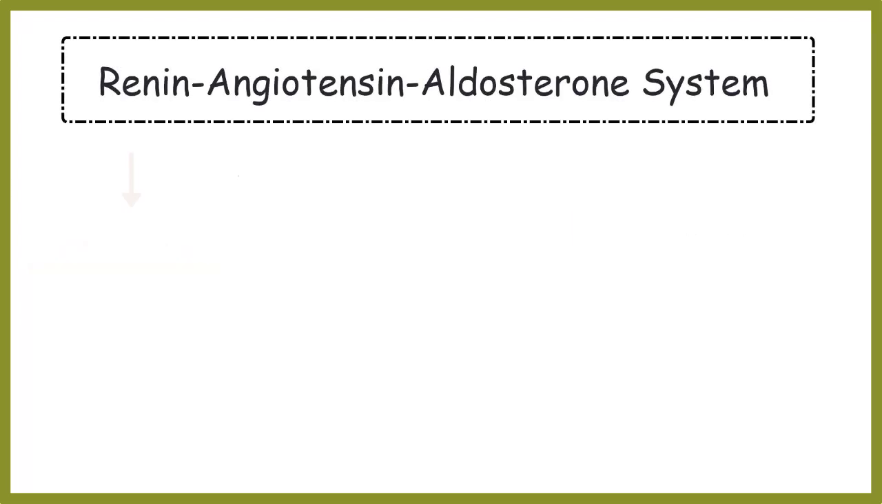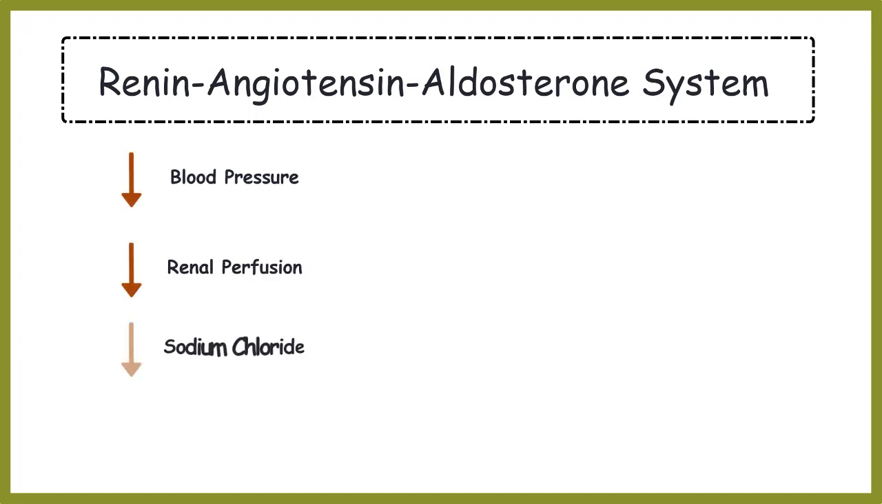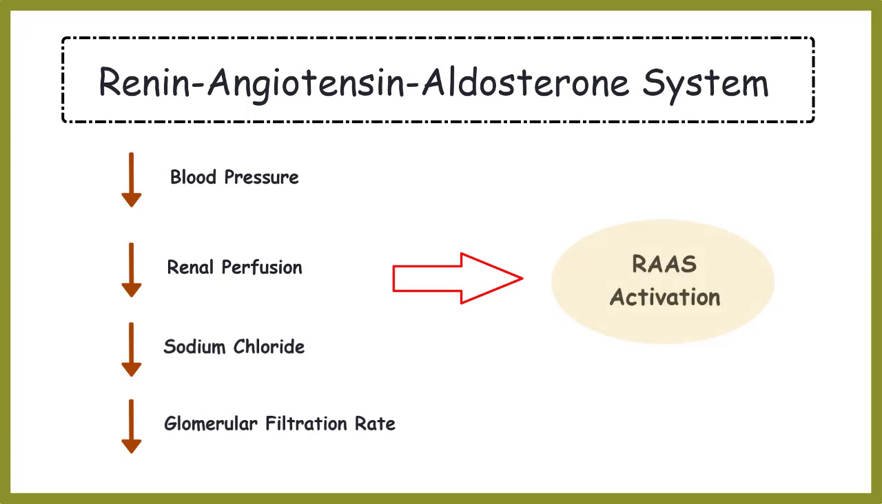Therefore, if there is a decrease in blood pressure, renal perfusion, sodium chloride, and glomerular filtration rate, the RAAS will be activated, wherein angiotensin II would exhibit those effects.